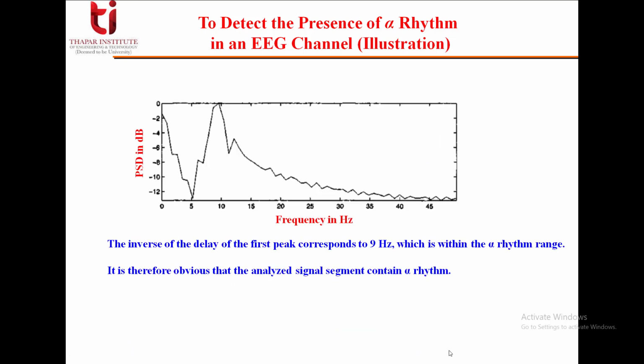So if you compute the power spectral density, which is the Fourier transform of this autocorrelation function, it can show the inverse of this delay, which is 9 Hz. So the frequency is 9 Hz, which is within the alpha rhythm range. That means it is obvious that the analyzed signal segment contains the alpha rhythm.